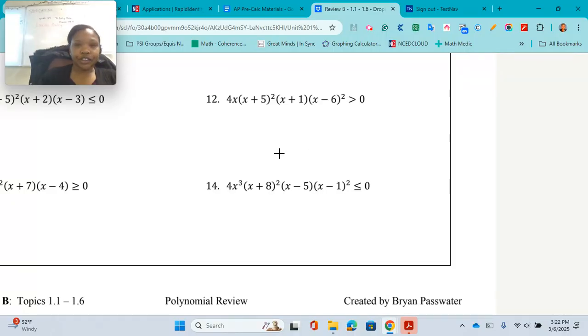Let's get our zeros first. What zeros do we have on number 12? -5, -1, and 6, and 0. Because this 4x equal to 0 gives me a 0. All right, now let's put it on our number line from least to greatest. -5, -1, 0, and 6.